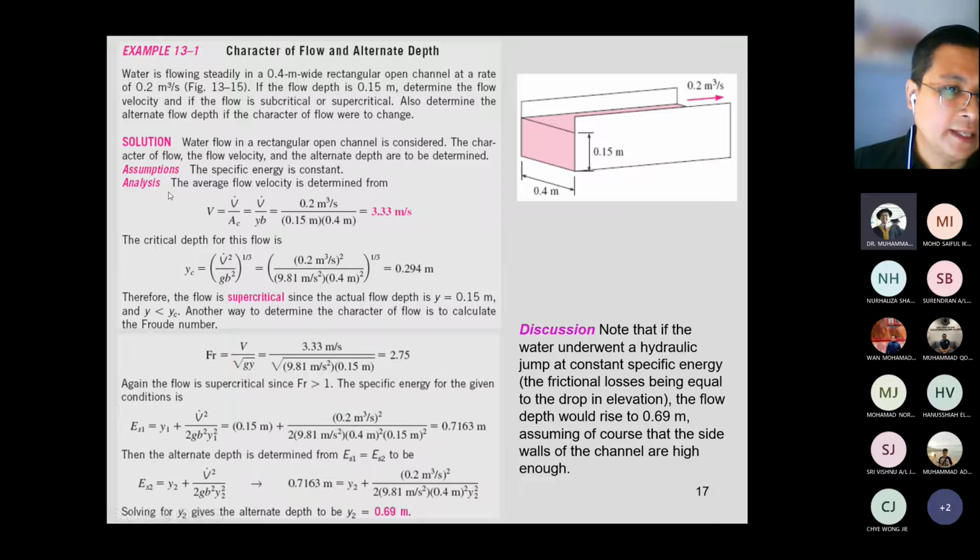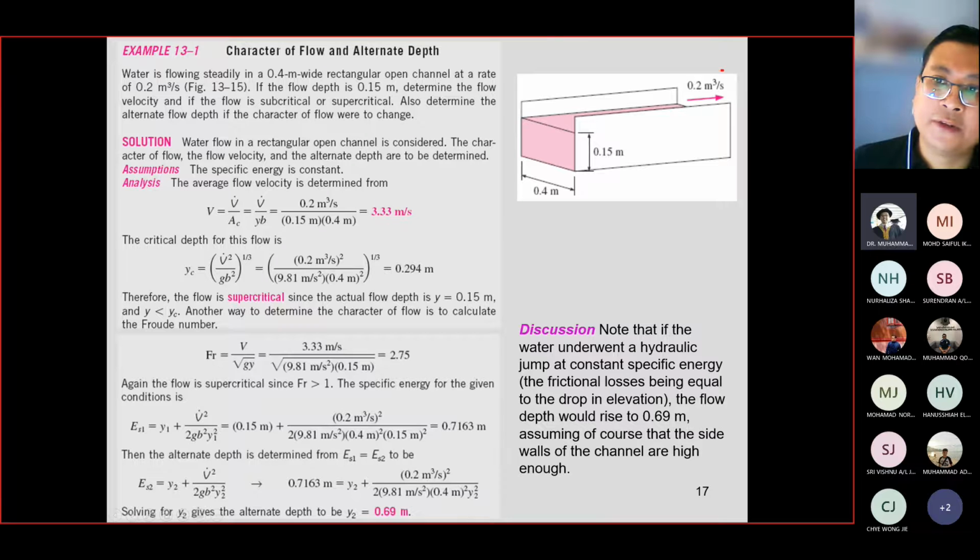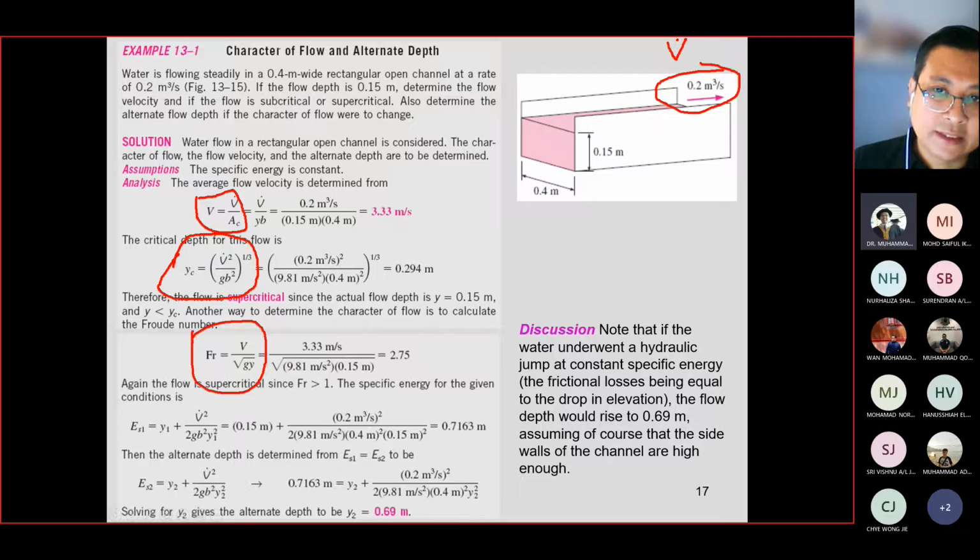You can get information from the text, and the information is given in the volume rate. So once we have the volume rate, we will find the velocity, and then we can get yc. Very simple, just apply the formula and then we can get the Froude number. So this condition describes the channel by giving all the information. So when you are an engineer and you know this number, you can imagine the channel condition, a certain channel.